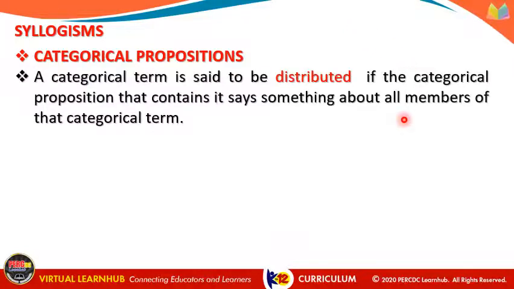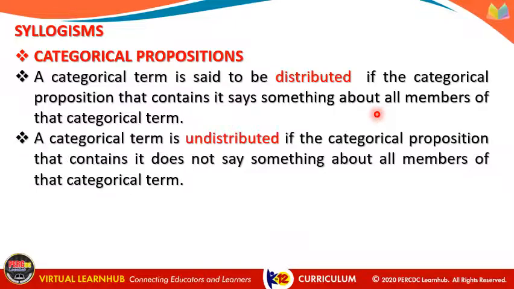A categorical term is said to be distributed if the categorical proposition that contains it says something about all the members of that categorical term. So, if you know something about all the members of that categorical term, then that term is distributed. Now, a categorical term is undistributed if the categorical proposition that contains it does not say something about all the members of the categorical term.